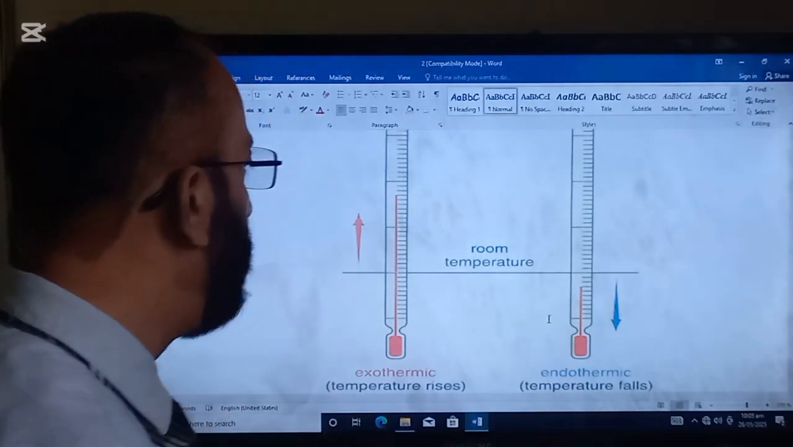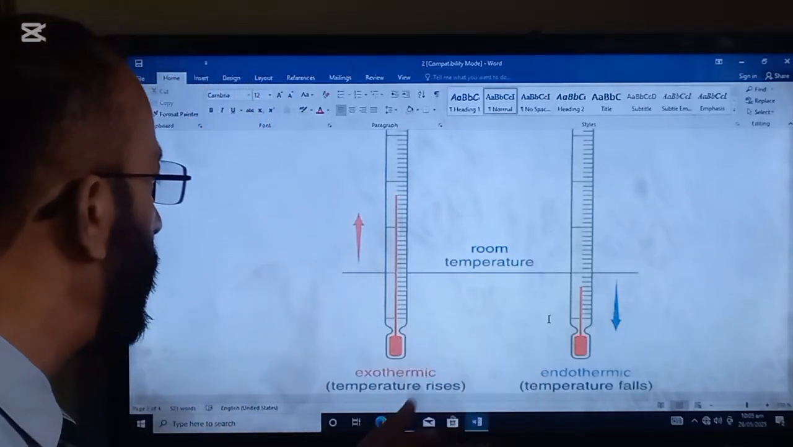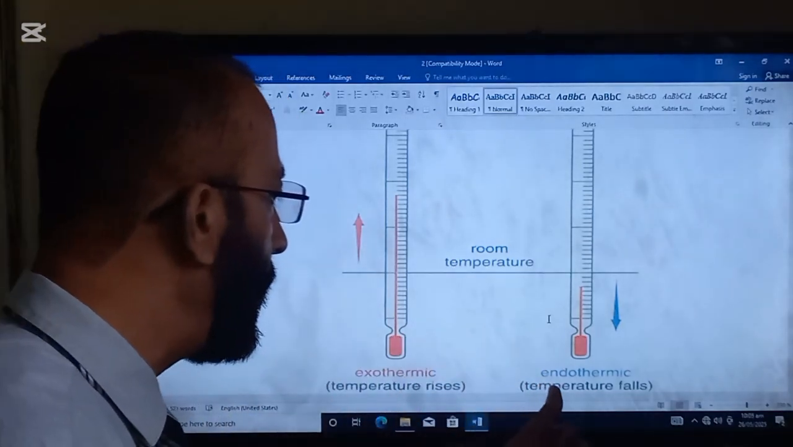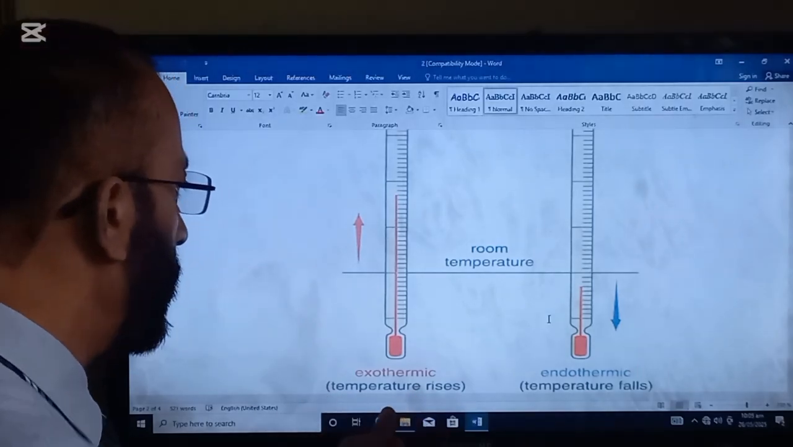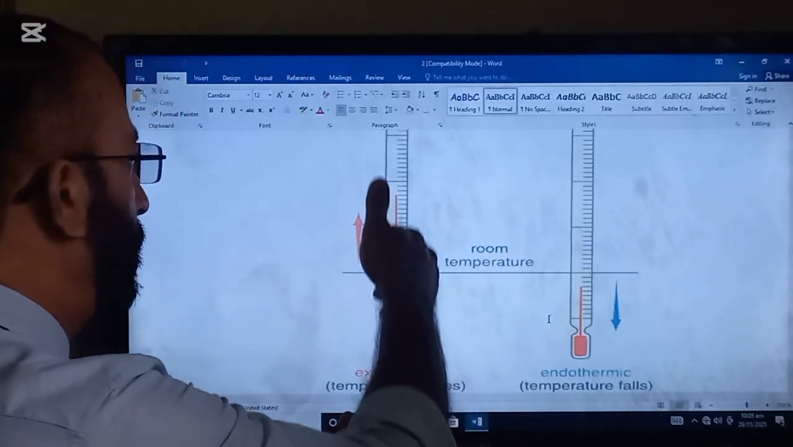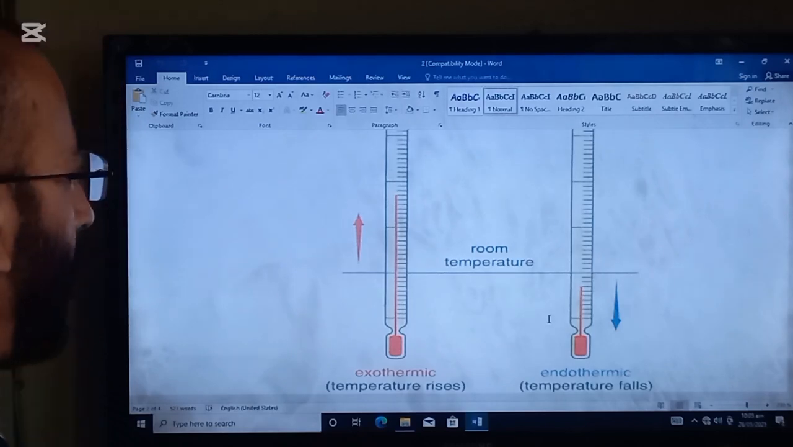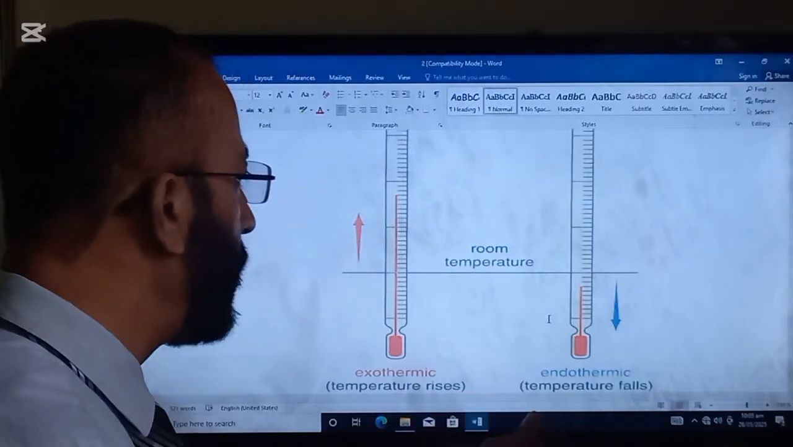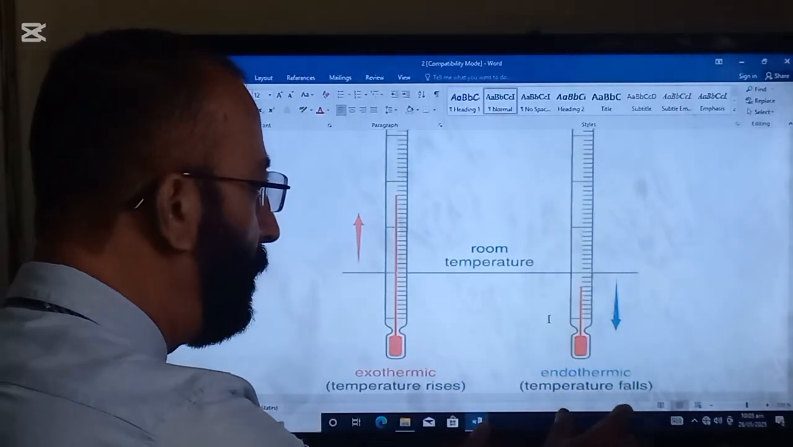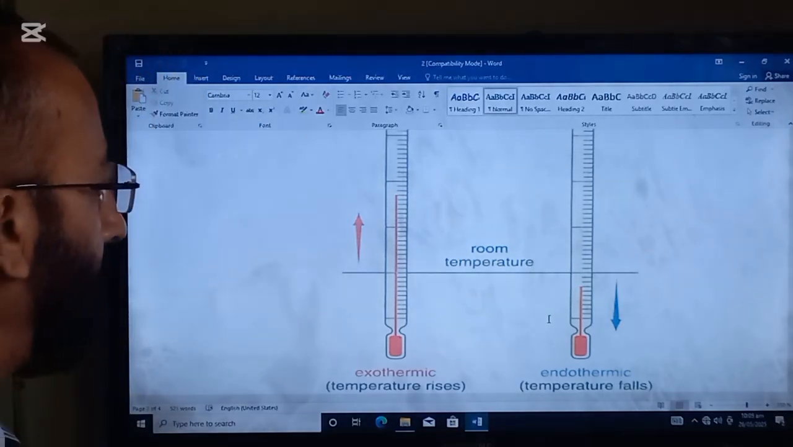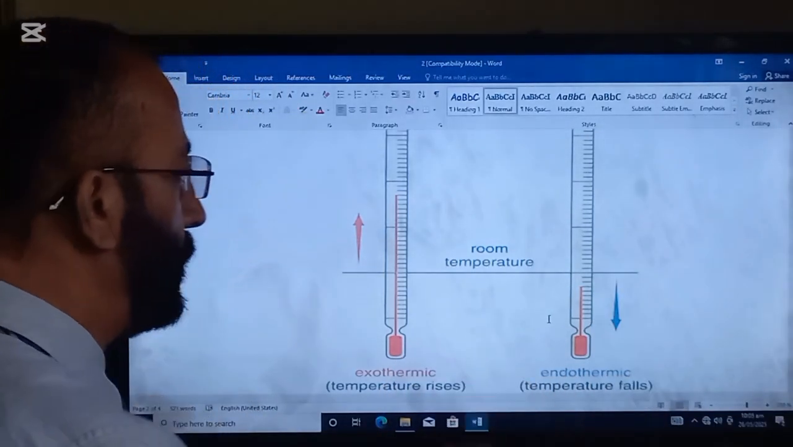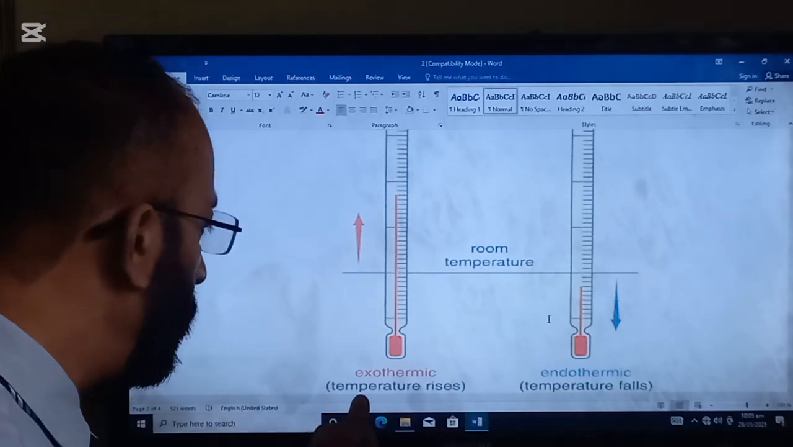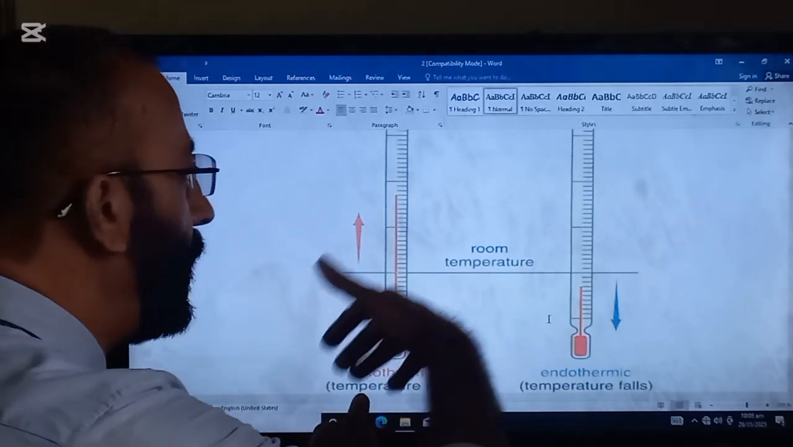Here is a general figure for the room temperatures for exothermic and endothermic reactions. In exothermic reactions, room temperature will rise. And in endothermic reactions, the room temperature will fall, because in endothermic reactions heat is taken in, and in exothermic reactions, heat is given out.